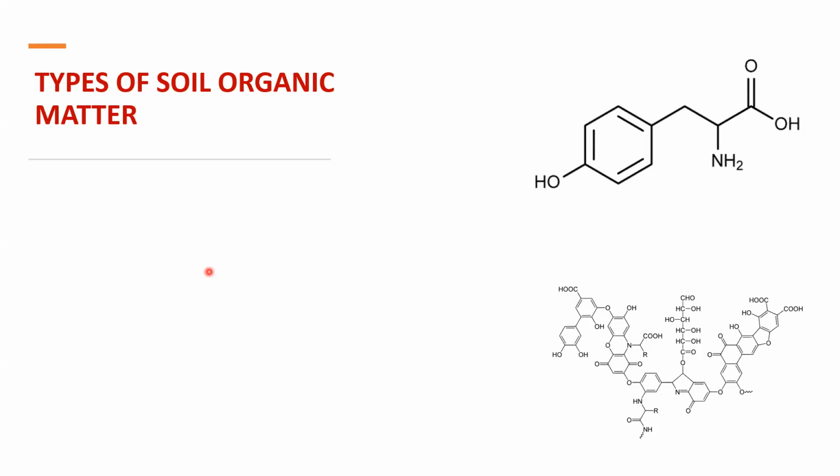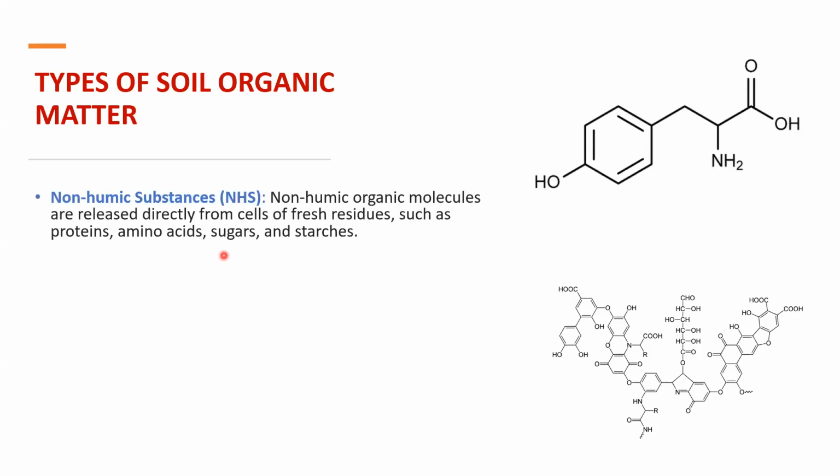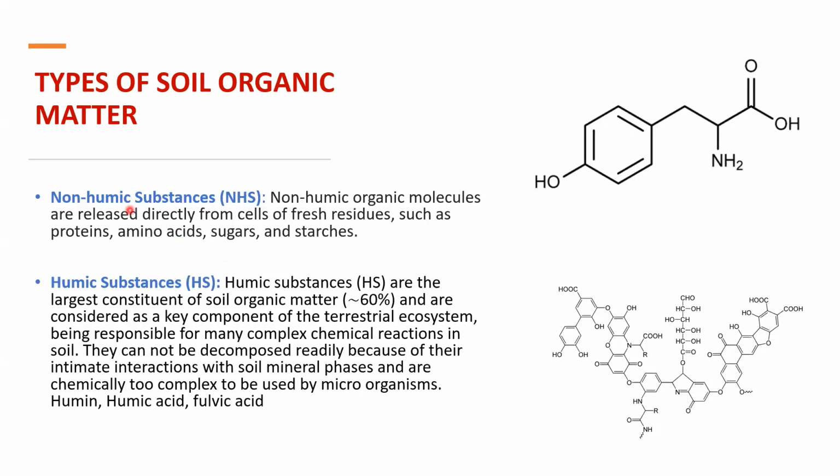In organic matter, if you classify chemically, there are non-humic substances and humic substances. Non-humic organic molecules are released directly from cells of fresh residues, such as proteins, amino acids, sugars, and starches. And the humic substances are the largest constituent of soil organic matter, at 60%, and are considered the key component of the terrestrial ecosystem, being responsible for many complex chemical reactions in soil.